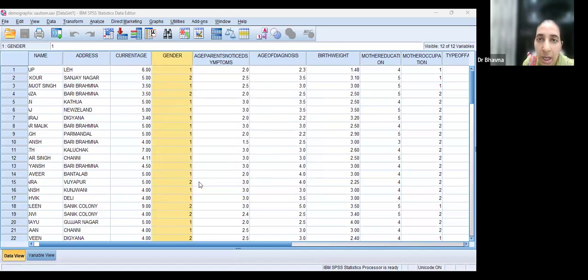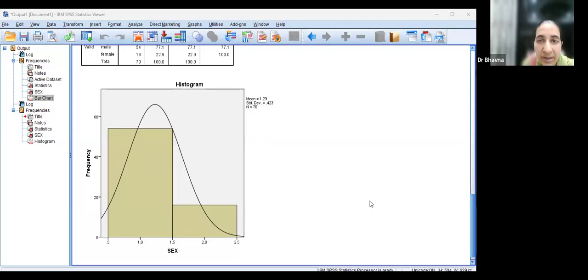Is it visible? Or do I have to share it again? Okay, I'll share it again. Don't worry. You have to see this histogram. Cannot leave you without seeing the histogram. Is it visible? Yes, ma'am.